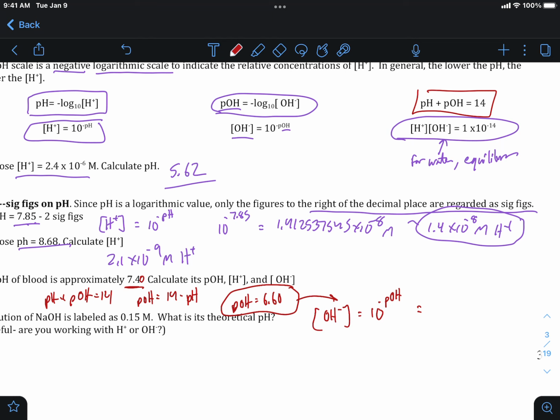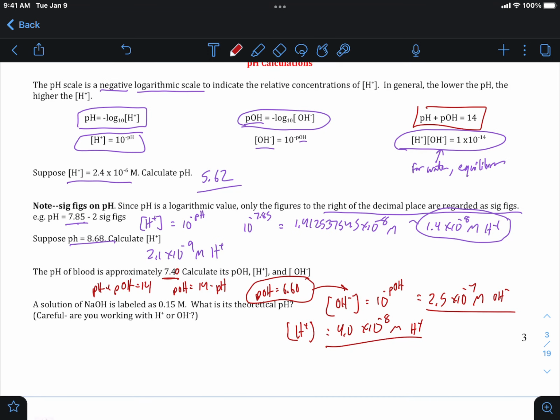So hydroxide ion concentration, you should get 2.5 times 10 to the minus 7 molar. And then for the H plus concentration, you should get, we're going to have to round this, 4.0 times 10 to the minus 8th molar H plus. All right, are you guys with me? Everybody understand how I got those? As long as you know one value for any acid or base solution, you can find all of the others using these equations, okay?